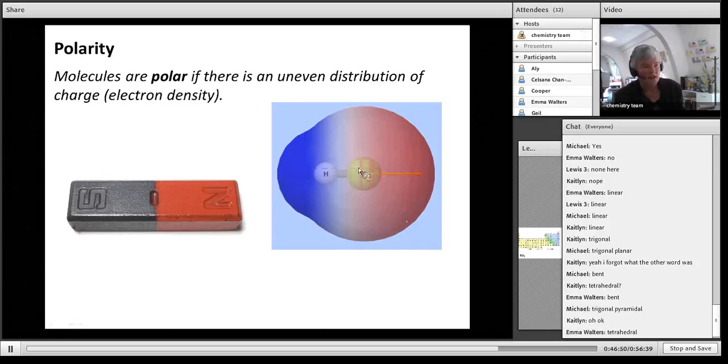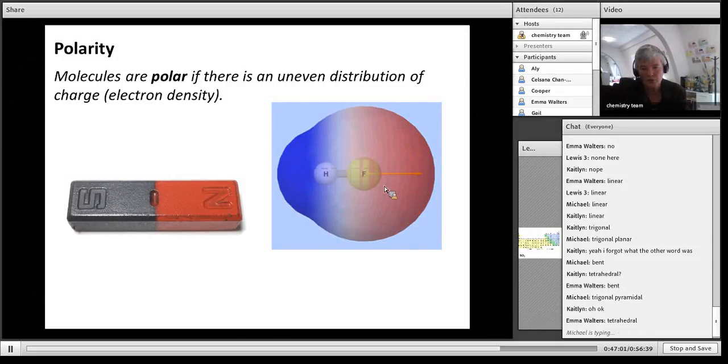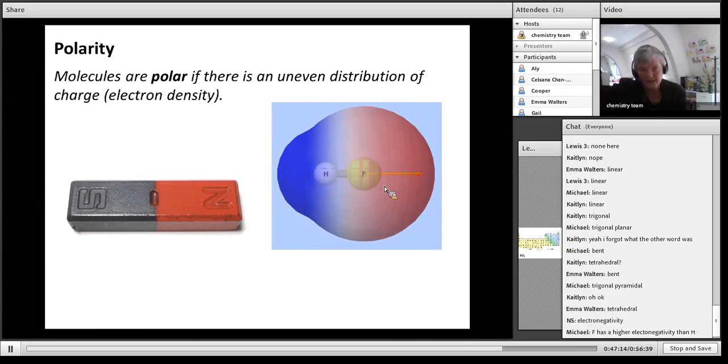Now, what causes this unevenness of distribution? Just checking to see what your ideas are. Okay, some of you are typing. Electronegativity. Right. At level 3, you learn why there's this difference of electronegativity.